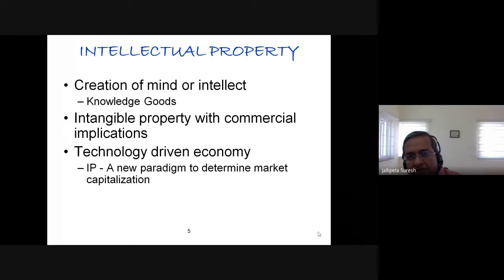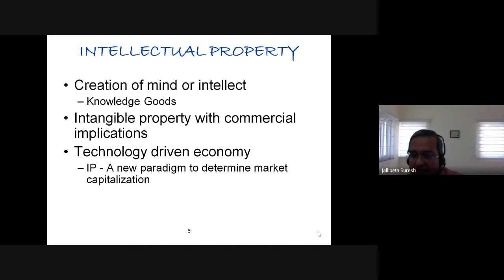Whenever we talk about intellectual property, it is said that it is creation of mind or intellect. That means it is a creation of a faculty of mind or by intellect. Therefore, this type of property is also called knowledge goods. Why is it something which is intangible, which cannot be touched, which has no physical presence? Why is it so relevant for us today?